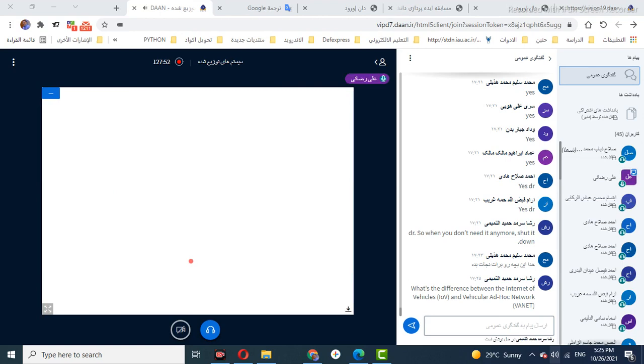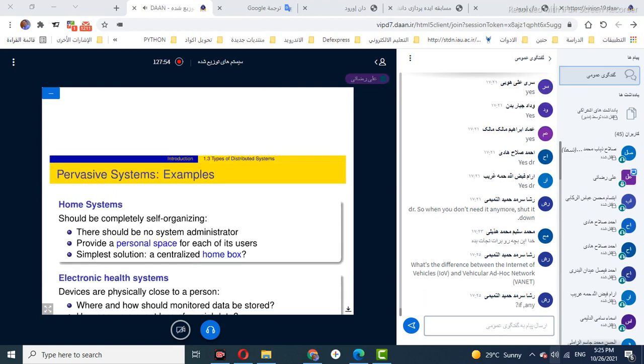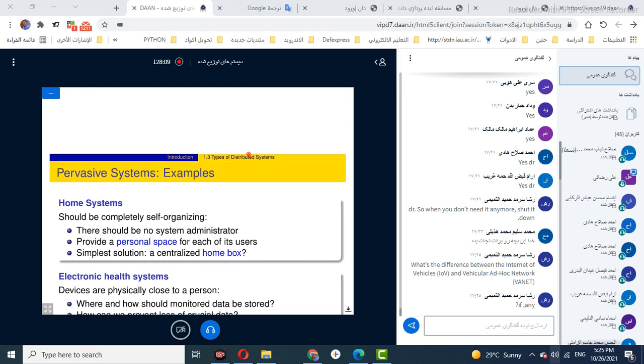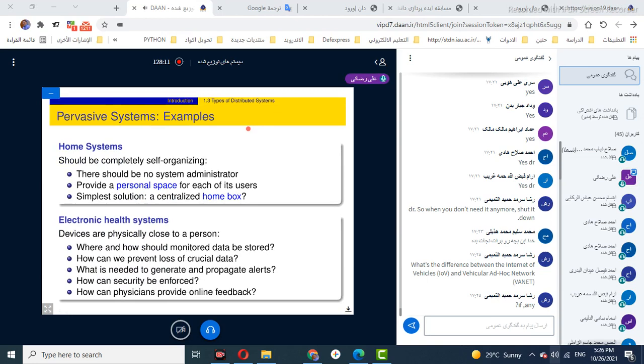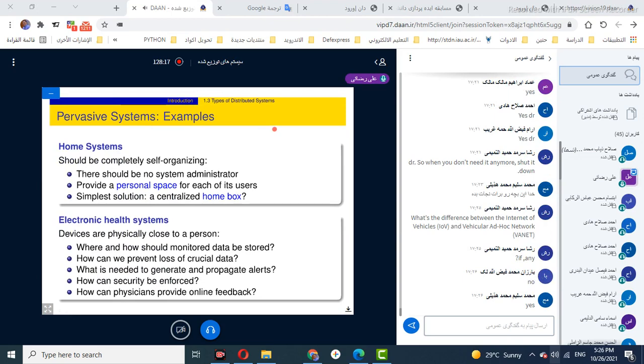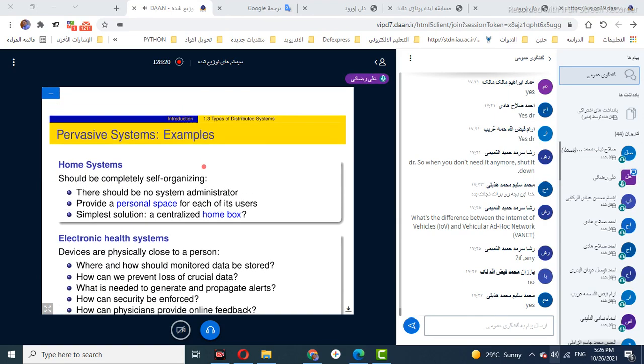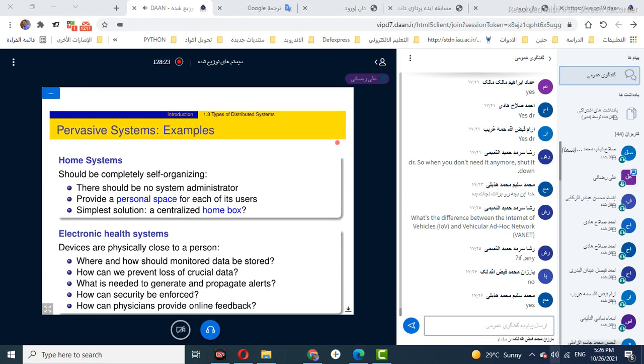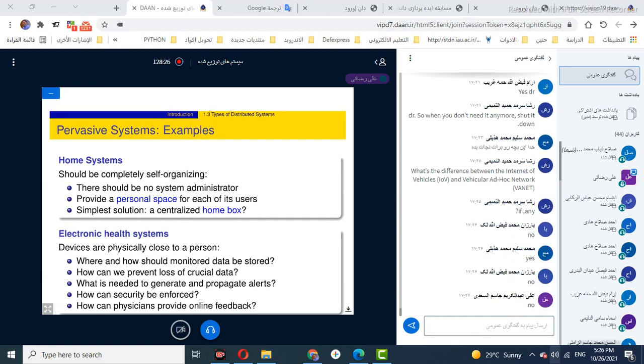Okay, guys, can you see? Yeah, guys, can you see the slides? Dear Rasha Sarmad wrote, what is the difference between IOV? Okay, I will tell you. Guys, can't you see the slide? No slide? Let me check now.